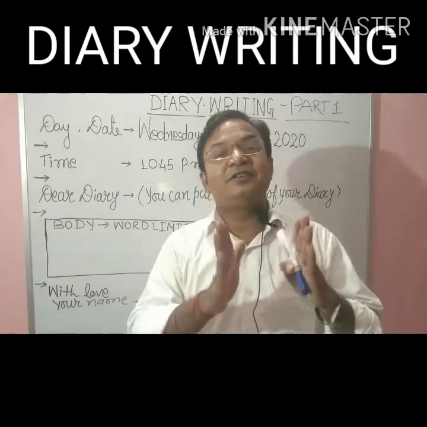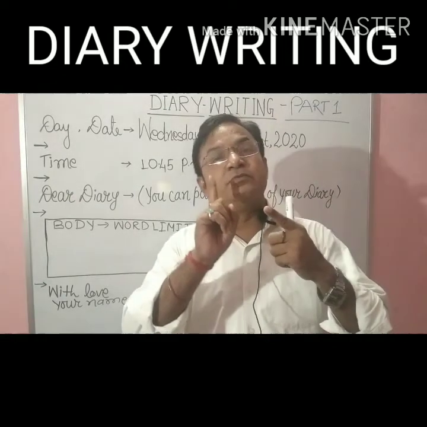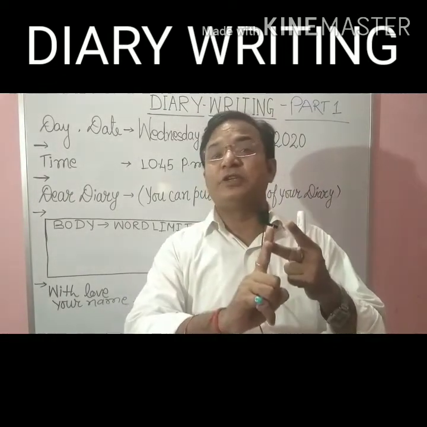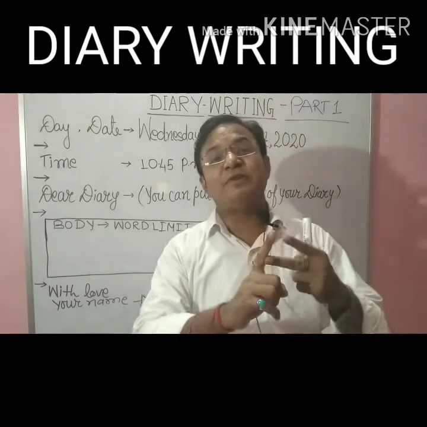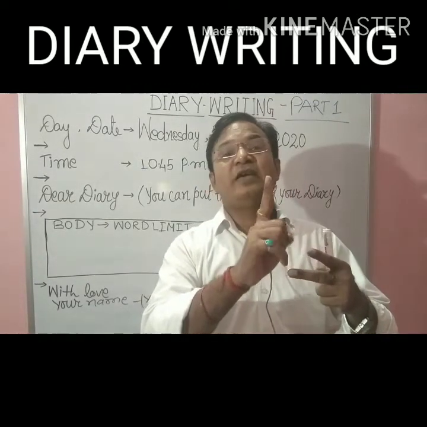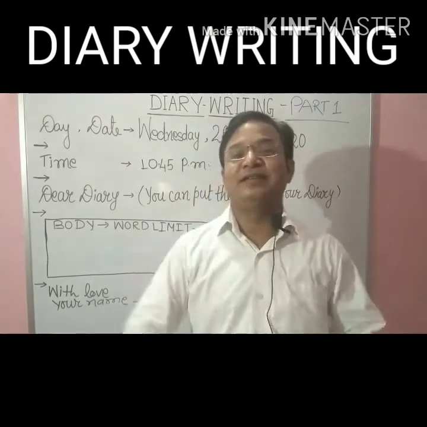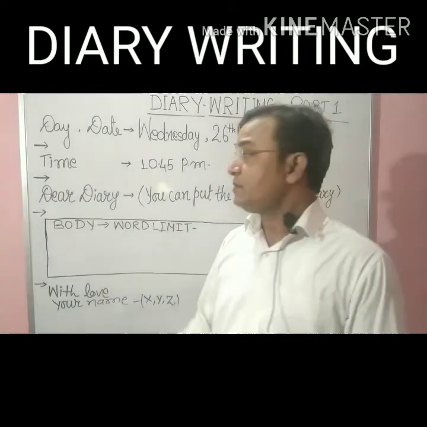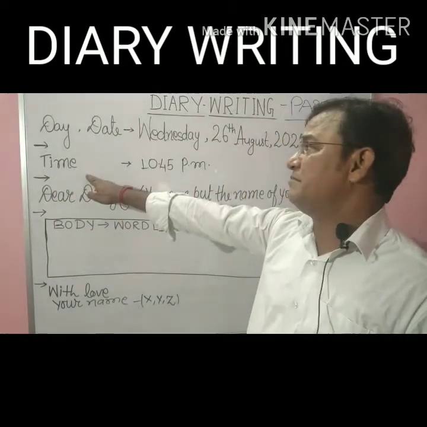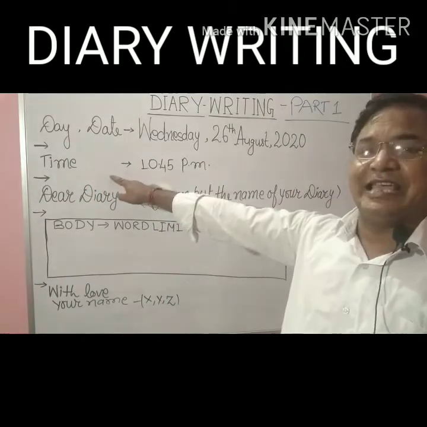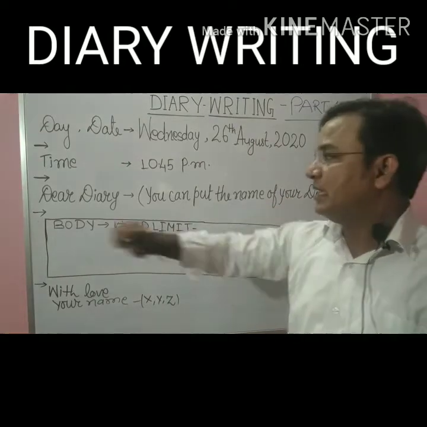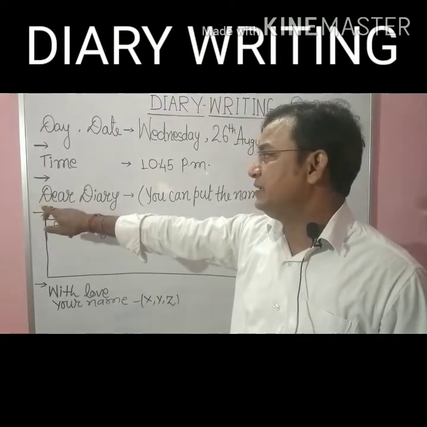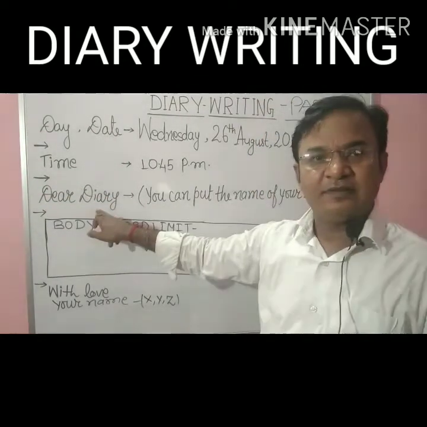Okay? And just keep in mind, you can mention the time from 9 to 11:45. It must be in PM. You have to keep it in mind. As you can see, in the example I have mentioned 10:45. Later on, you leave one line, then write dear diary.